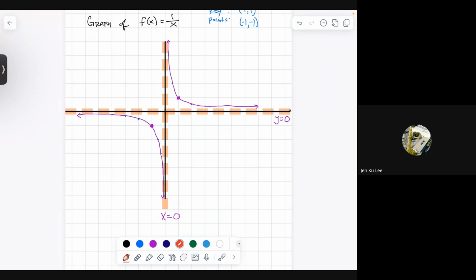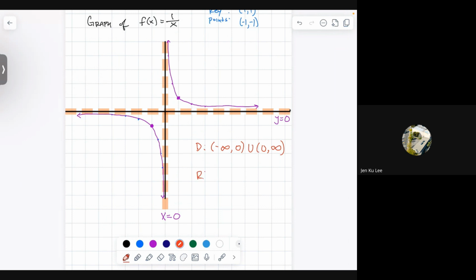What is my domain in interval notation? What's all possible x values? Everything but 0, right? So if I put that in interval notation, it would be negative infinity, comma 0, union, 0, comma infinity.